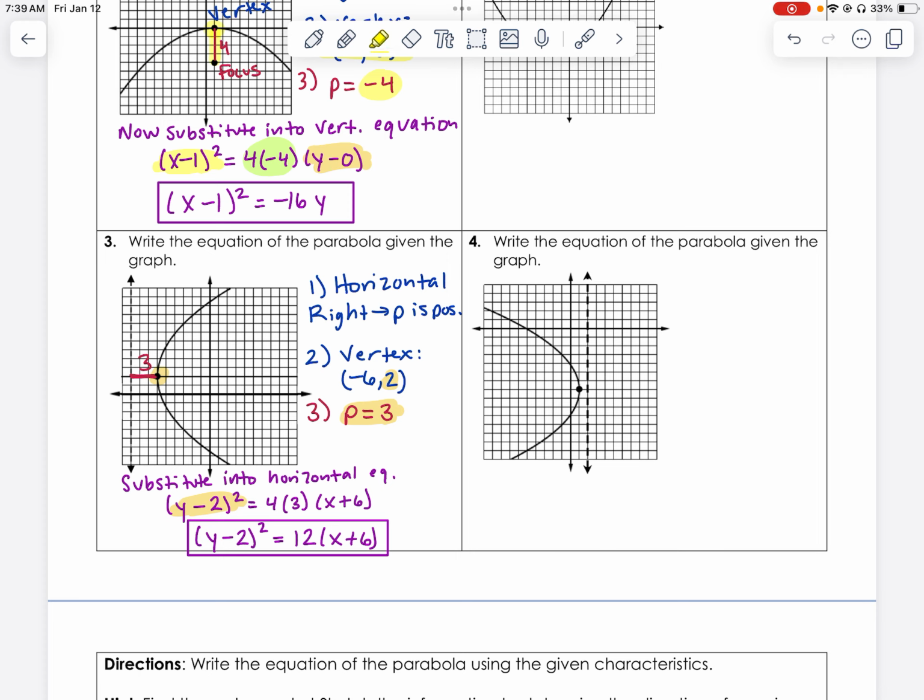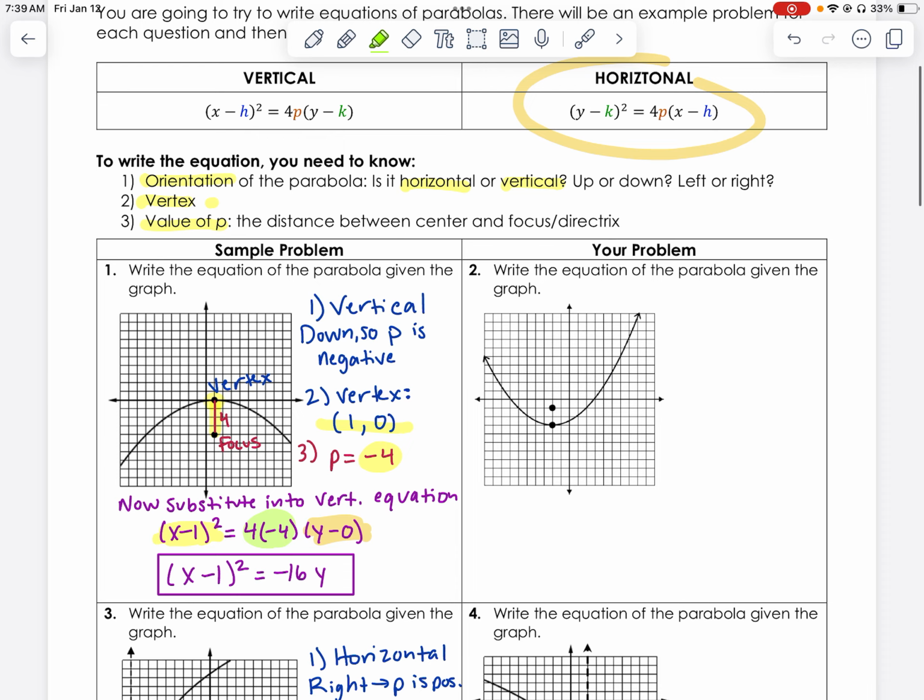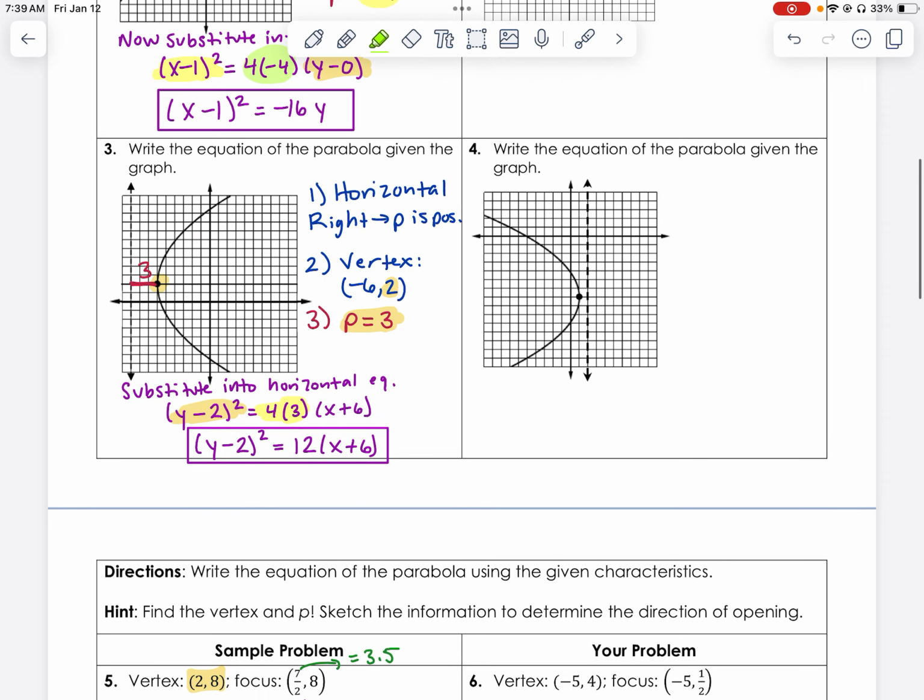Then 4 times p. P is 3, so that's 4 times 3. And then the equation is times x minus h. H is negative 6, so that's x plus 6. Simplify, multiply together the 4 and the 3, and we get our final equation, y minus 2 all squared equals 12 times x plus 6.